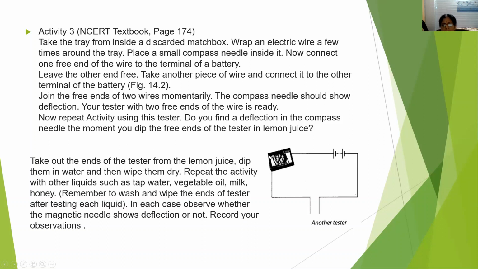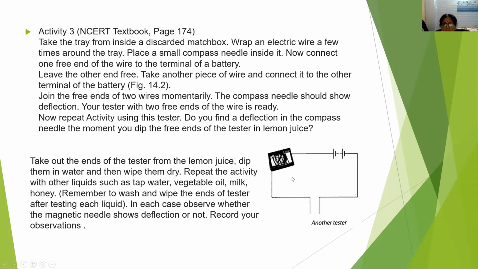We can see that the compass needle shows deflection. Hence, our tester with two free ends of wire is ready for testing. Now we have to use this tester for repeating the same activity we performed in the previous one. That is, we have to keep the free ends of the tester in lemon juice or in vinegar. Now, do we find any deflection? That is, the magnetic needle of the compass moves, which is what we call deflection. So do you find the deflection in the compass needle?